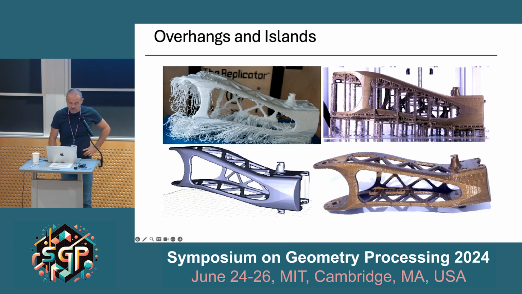In this example, we see a model in a canonical orientation on the bottom left, and you can see it printed using FDM without supports. So as you can see, it's a complete failure. Or you can see it using supports on the upper right part, and after supports are removed.